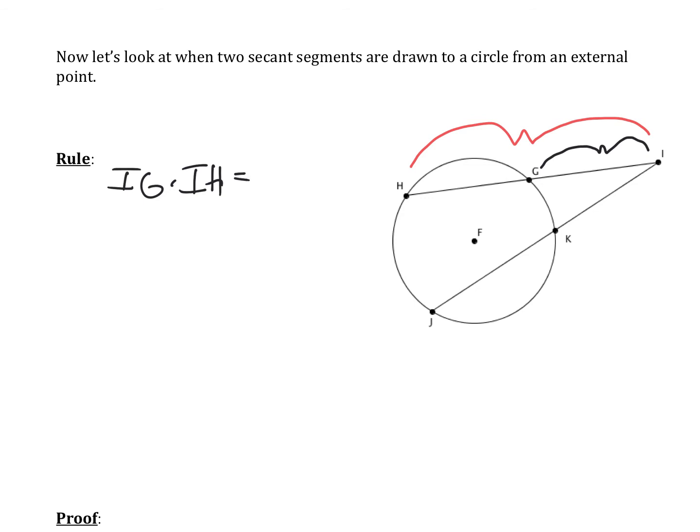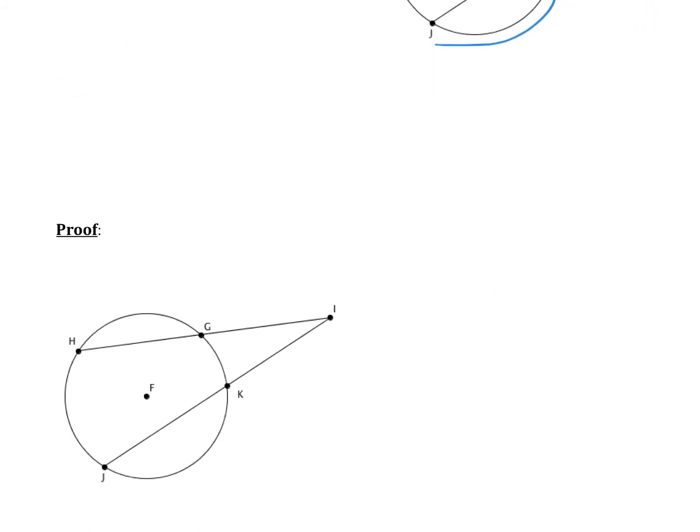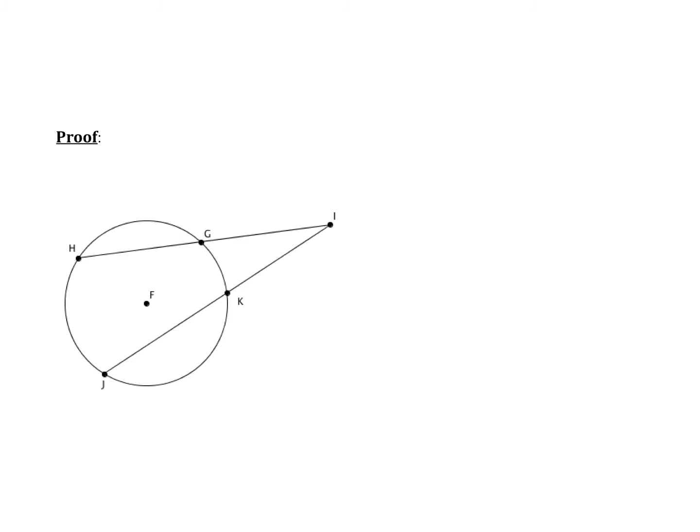So IK times IJ. Okay, so if I want to highlight that, that would be IK, that's the portion outside, times the entire length of the secant. Okay? Now, just like we did before, I want to do a quick proof of this, and I'll get you started.